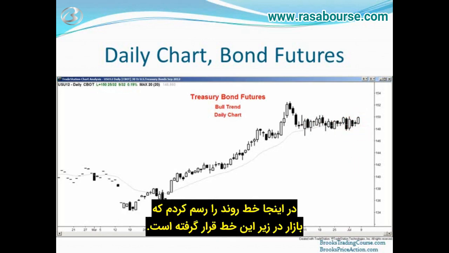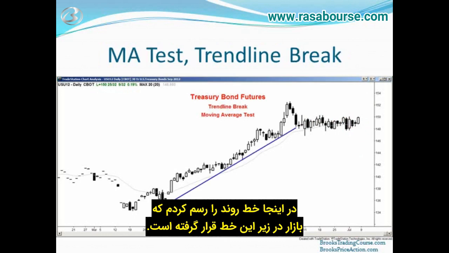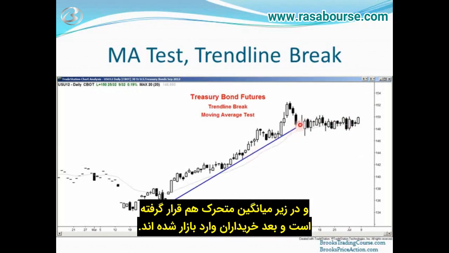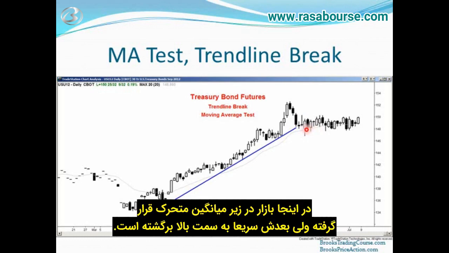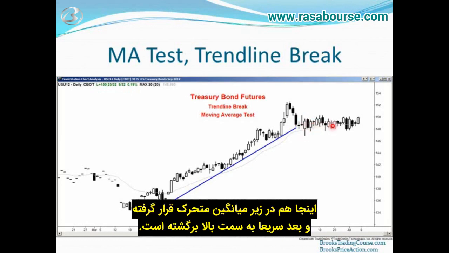So here is the trend line, and the market fell below the trend line, and it fell below the moving average, although it's continuing to find buyers at the moving average. See how the closes are all above the moving average? When we got a close below, it immediately reversed up. Close below, immediately reversed up.